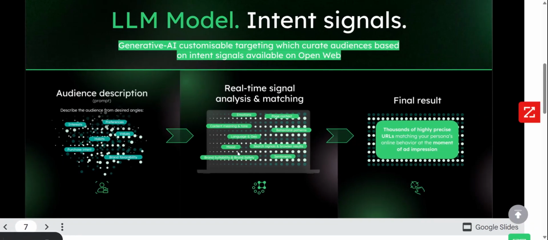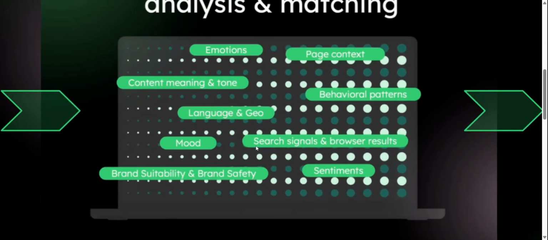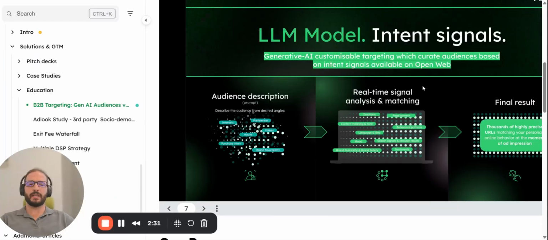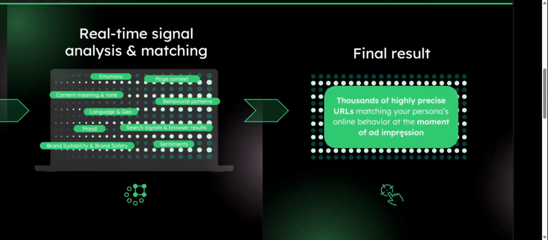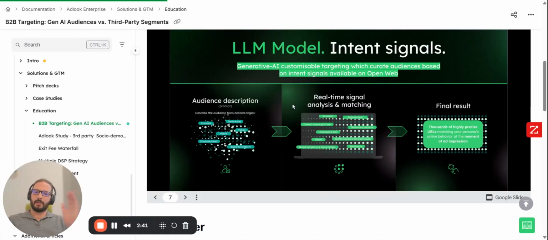Then we go into real-time signal analysis and matching. It's looking at emotions, page context, behavioral patterns, content, meaning, and tone, language and location, mood, search signals, browser results, sentiments, brand suitability, and brand safety. Once it's done with that, it gives you the final result. It gives you thousands of highly precise URLs matching your persona's online behavior at the moment of that impression. You type in the audience you want to hit, it analyzes it and finds URLs that match that audience. You can control how accurate or broad you want the URLs to be, depending on the services you're offering.